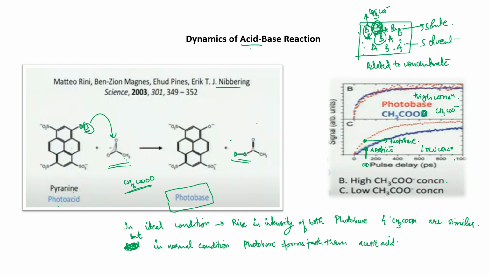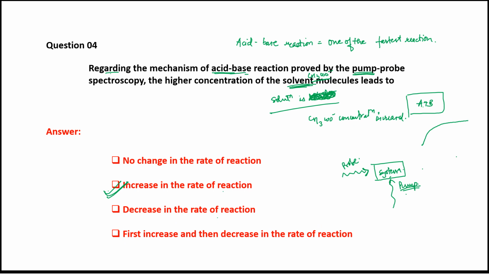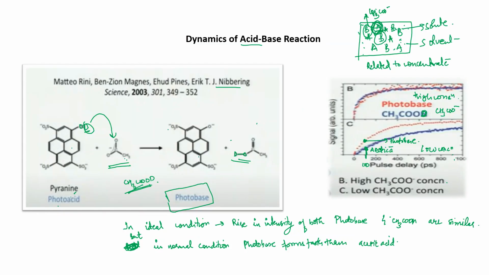When they studied that, they took pyranine as the photoacid and acetic acid or the acetate ion as the solvent medium. Now, when they considered the higher concentration of CH3CO minus, the intensity increase with time of the photobase and CH3CO minus was almost the same. Why? Because whenever the photobase is formed by release of D plus ion, immediately the D plus reaches CH3CO minus to form CH3COD. Therefore, their intensity does not have much time difference.